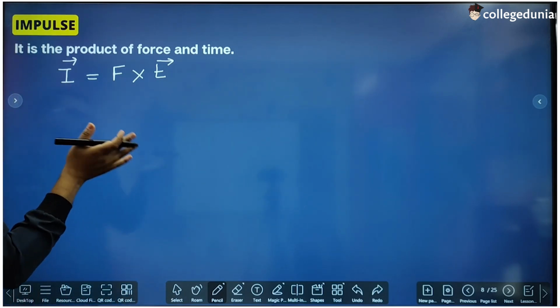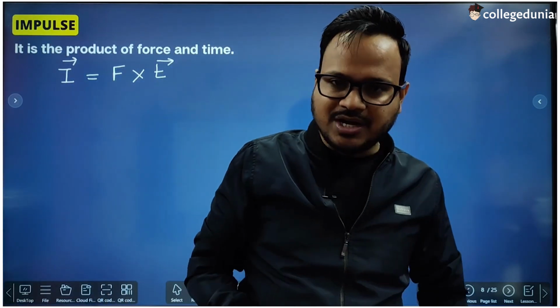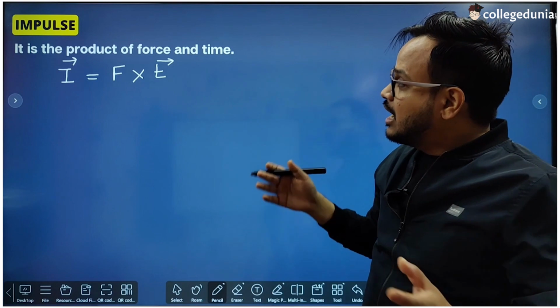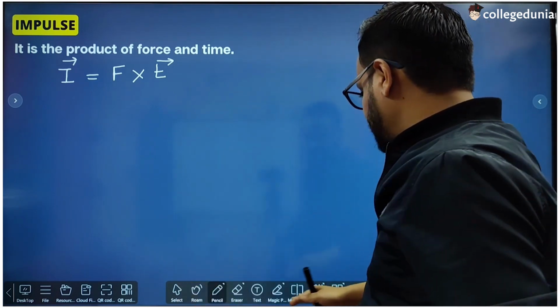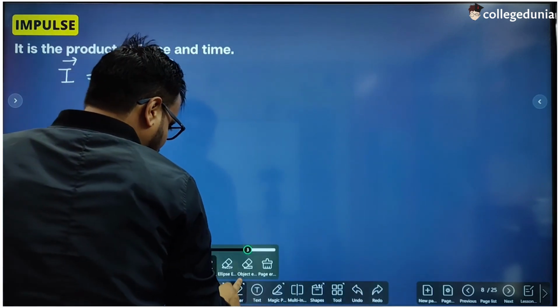Okay, impulse is a vector quantity because it is force into time. Force is a vector quantity, time is a scalar quantity, and I have put this vector sign over the symbol of time. What is happening with me?